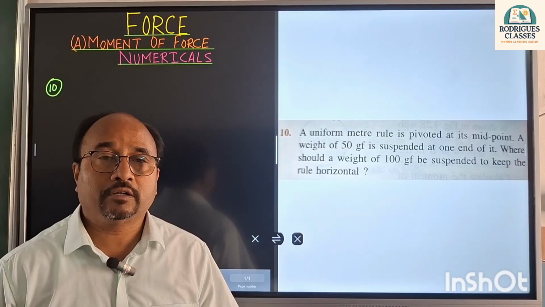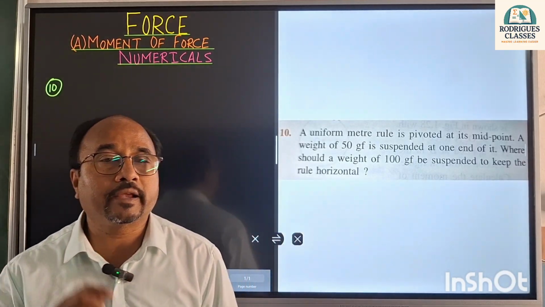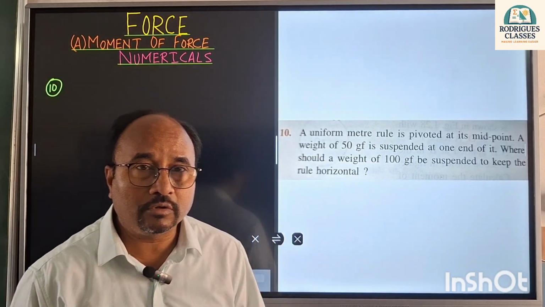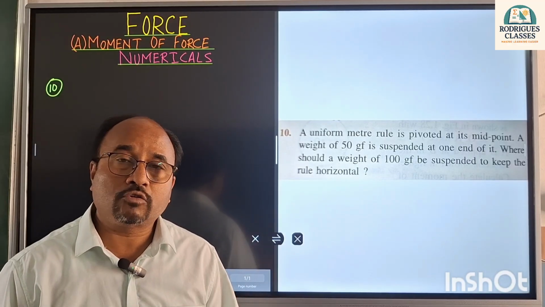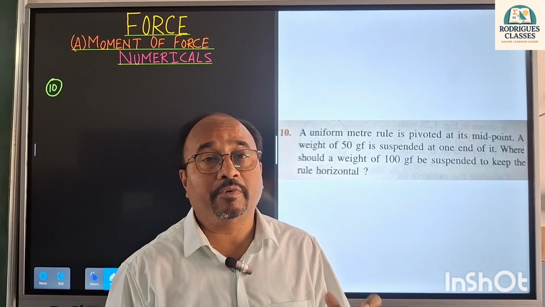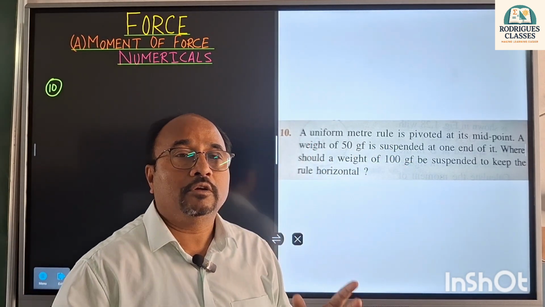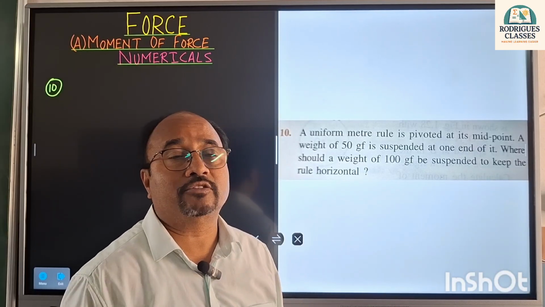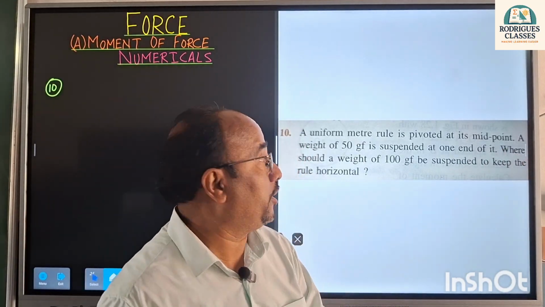We proceed to the next numerical, number 10. From here onwards, you will start getting the numericals which are based on meter rule, and such type of numericals usually come in the board exams. So how to draw the diagram and the things which I will tell, try to keep them in mind properly and understand them. Question is like this: a uniform meter rule. Meter rule means the length is 1 meter and it is uniform, meaning mass is equally distributed, is pivoted at its midpoint. So the midpoint is the pivot point.